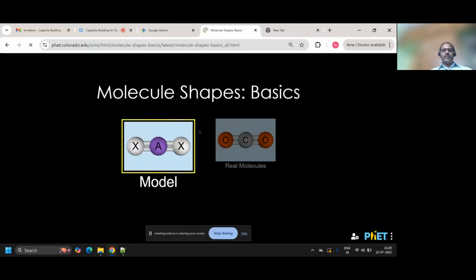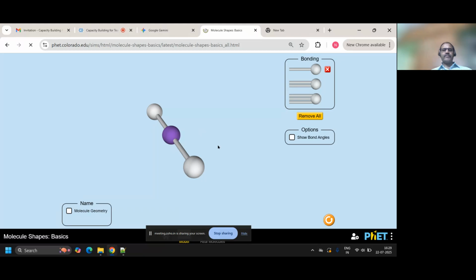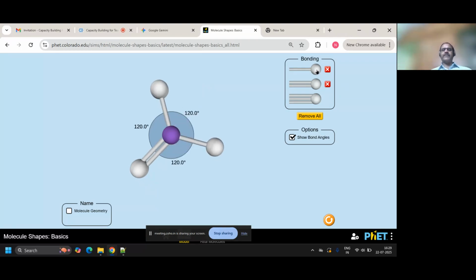I'm going to molecules and shapes basics. Okay. Now I say remove all. This is some atom. Okay. Let me show this. This is a single bond. Double. So to this, if I attach these things, how will they go and then pair with that?